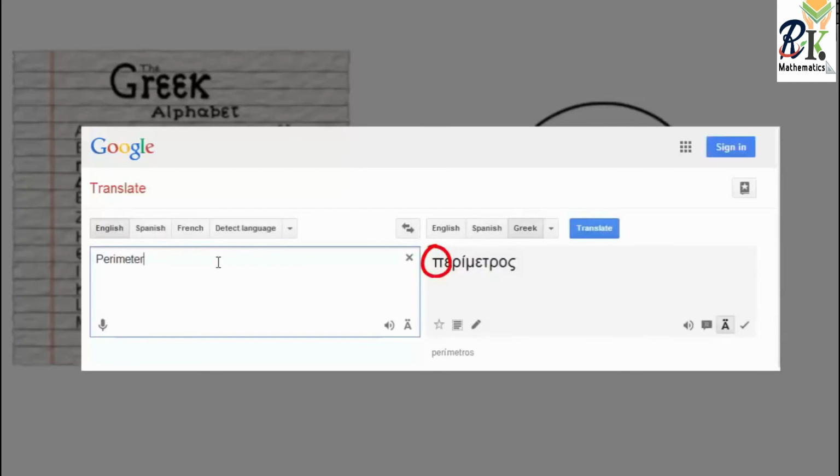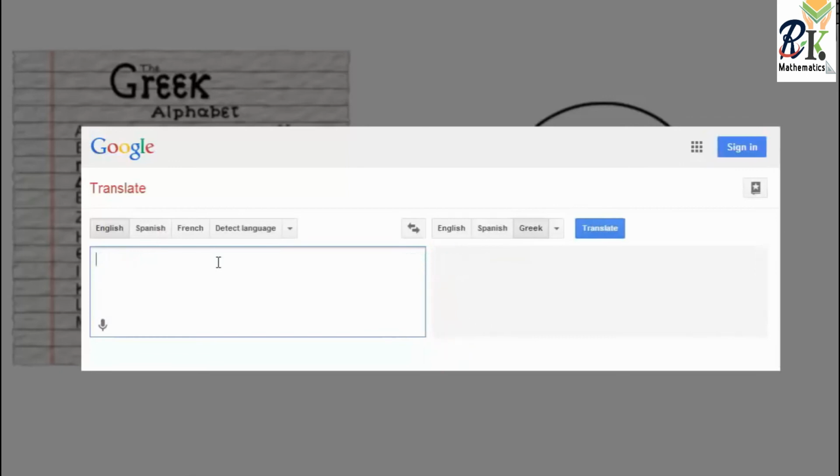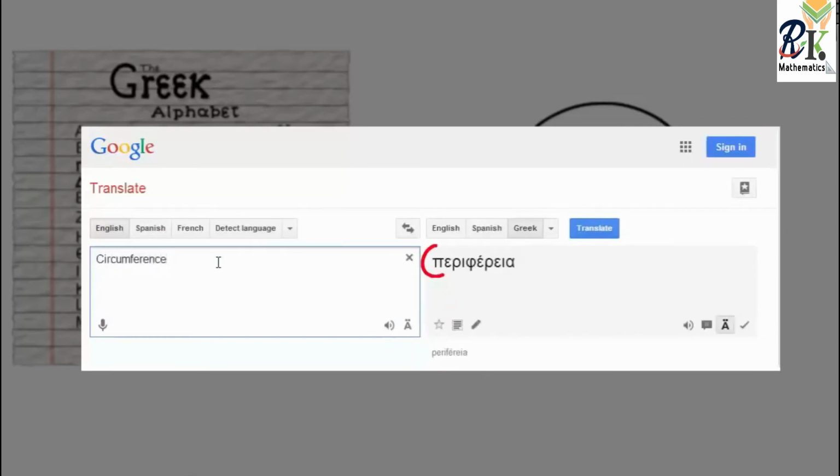Let's try a couple more words related to perimeter. How about periphery? The first letter is still pi. Let's try circumference. The first letter, as all of us can see, is still pi. That's probably why this symbol was used to denote pi.